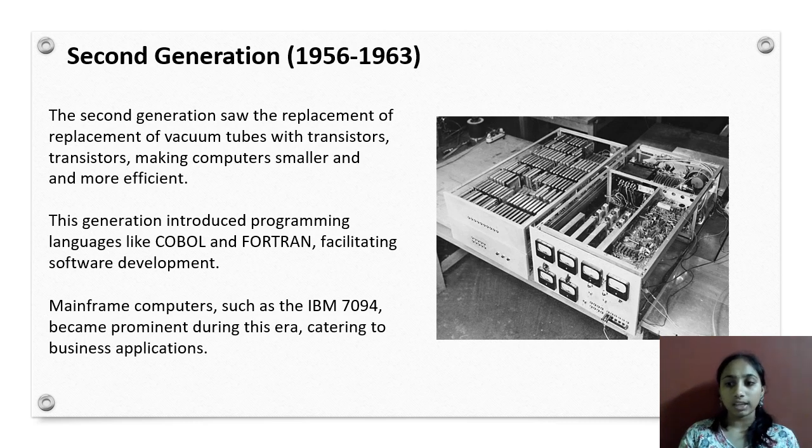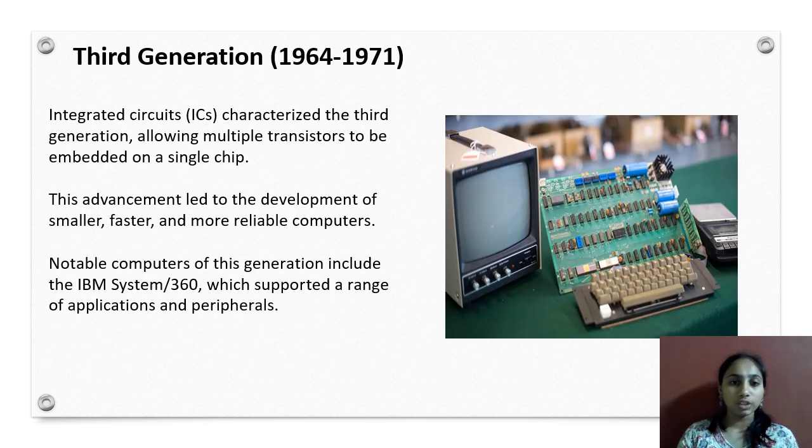And then we will move on to the next slide, that is the third generation of the computers, from 1964 to 1971. Integrated circuits, that is ICs, characterized the third generation, allowing multiple transistors to be embedded on a single chip. This advancement led to the development of smaller, faster and more reliable computers. Notable computers of this generation include the IBM System/360, which supported a range of applications and peripherals. This is the information about the third generation of the computers, and this is the diagram of how the ICs are arranged.